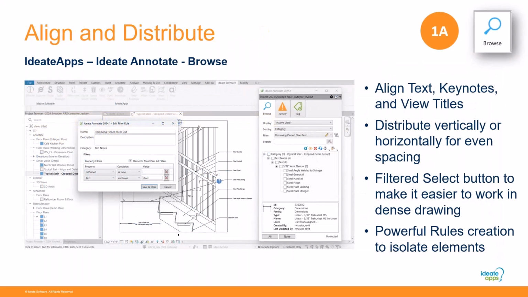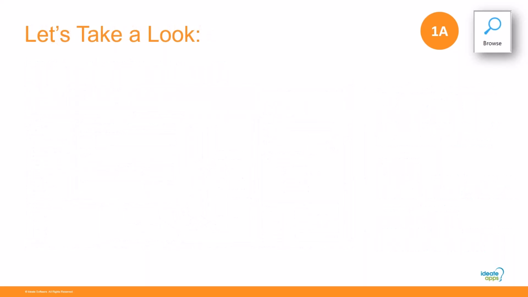So the first tab within the Ideate Annotate dialog is called Browse, right? And it allows you to do many things, browse all 2D annotative elements, but it also allows you to align and distribute text very easily. It allows you to create powerful rules to isolate the exact elements you're going to be looking at. So let's go ahead. As this slide says, let's take a look.